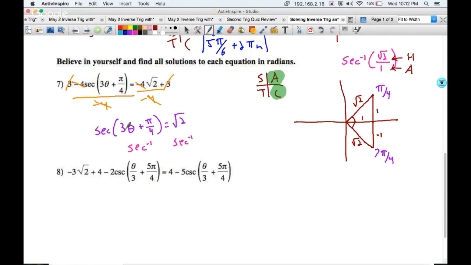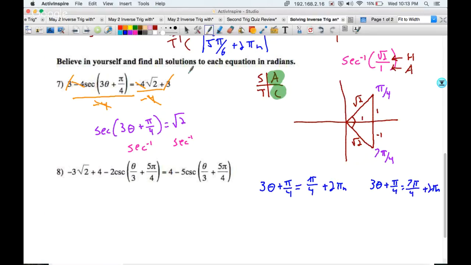So once I take the inverse secant, what's inside of this is now just by itself. It's going to be 3 theta plus pi over 4. And the inverse secant of square root of 2 is pi over 4 plus 2 pi n. And let's write the whole thing again, 3 theta plus pi over 4 equals this time 7 pi over 4 plus 2 pi n. So you have to have two separate equations for these two different angles.